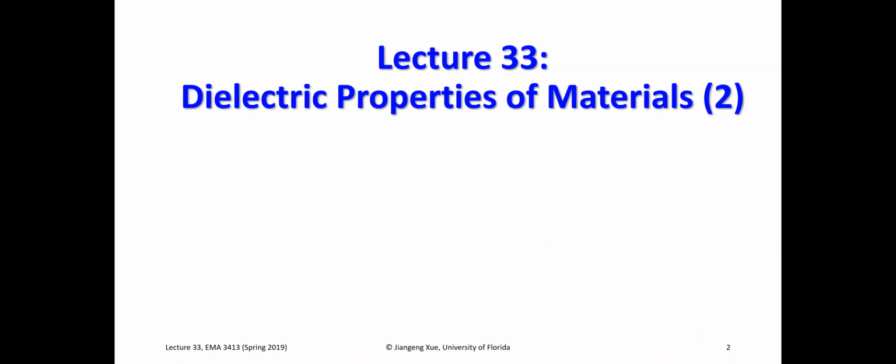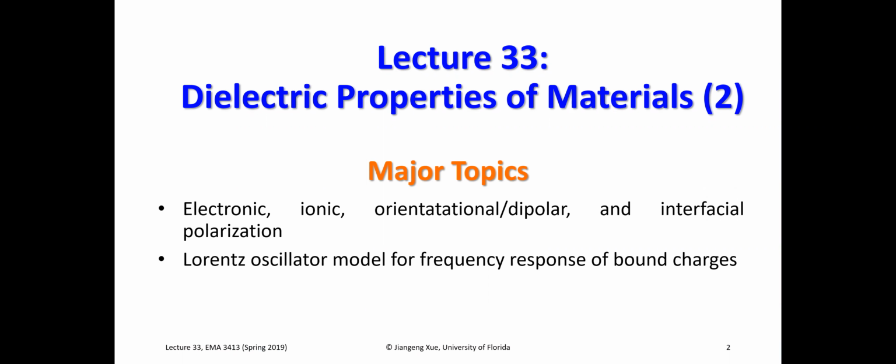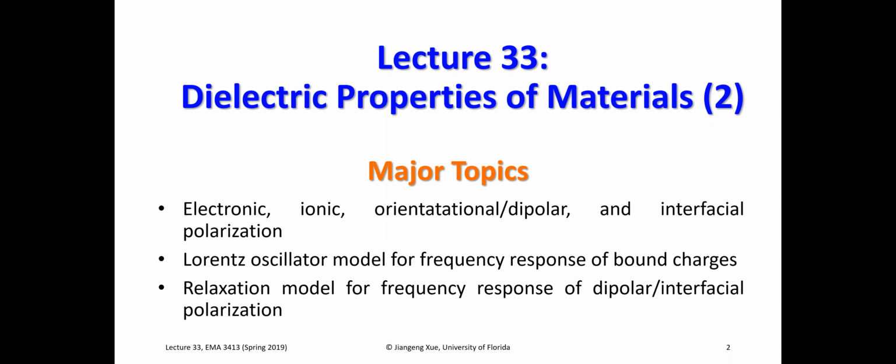Lecture 33 is the second lecture on dielectric properties of materials. In this lecture, we talk about the 4 different kinds of polarization mechanisms. We talk about the frequency response using the Lorentz oscillator model and using the relaxation model.